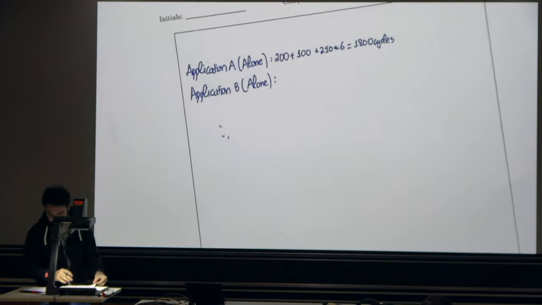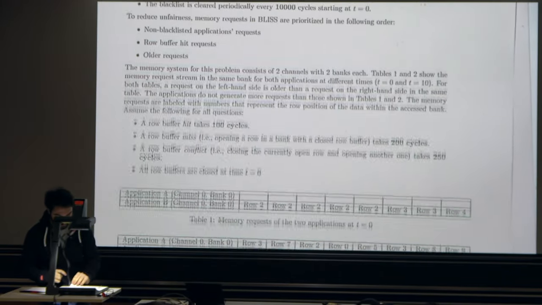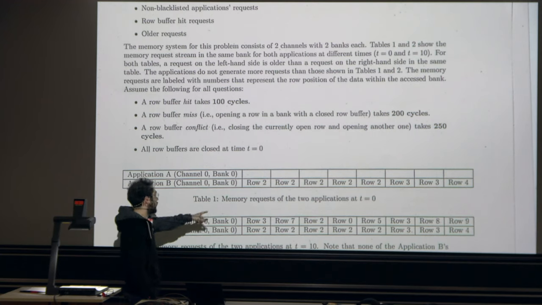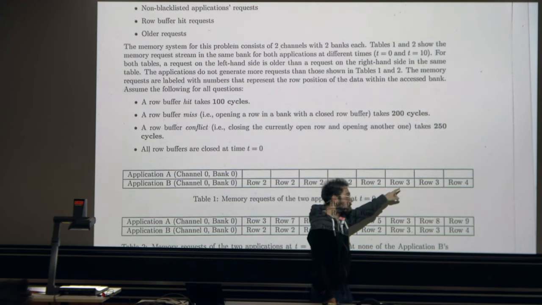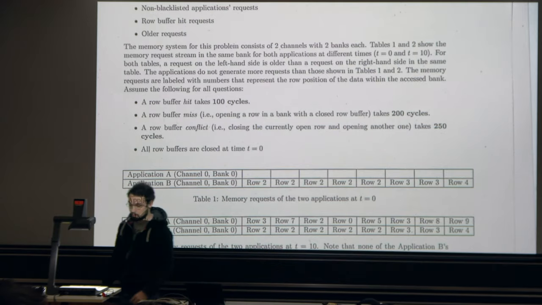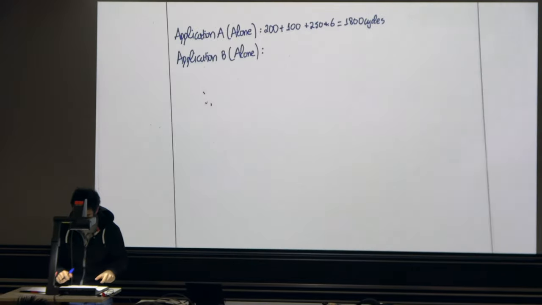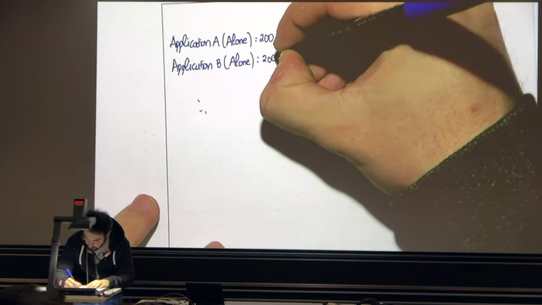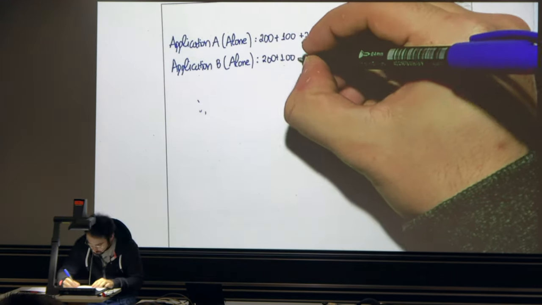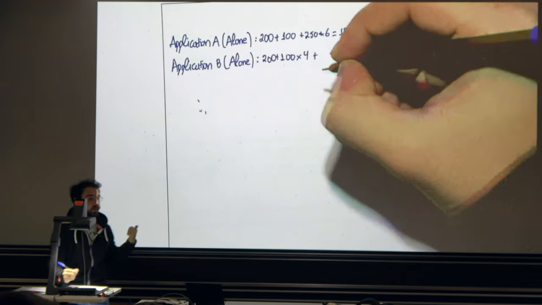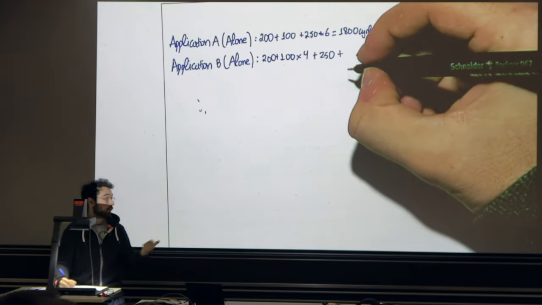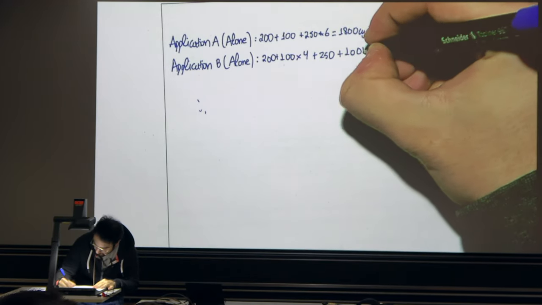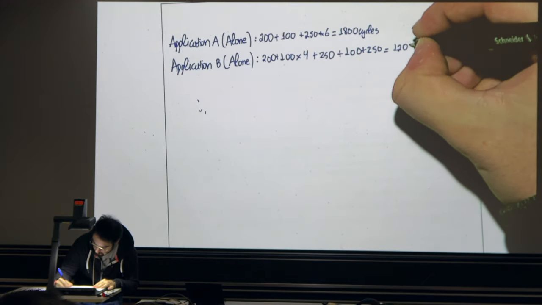So let's see application B right now. Application B is easier. In application B, we have one row miss, and then we have 1, 2, 3, 4 hits, one conflict, one hit, and one conflict. So we have one miss, as I said. Then we have 4 hits. It was row 2. Then we have one conflict for B. Then we have one hit for row 3, and then one more conflict for the last one, which is 1,200 cycles.